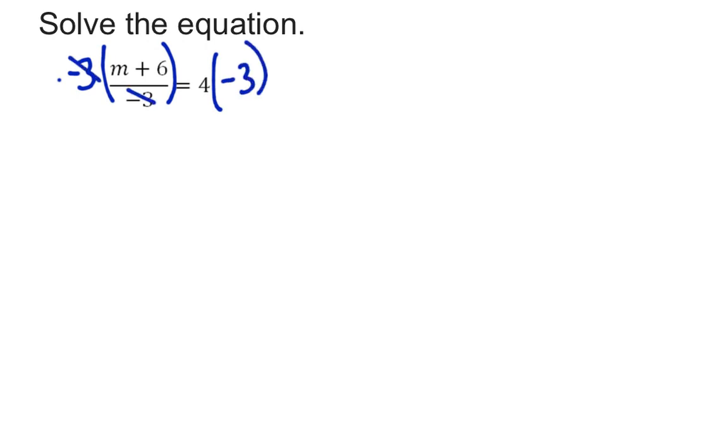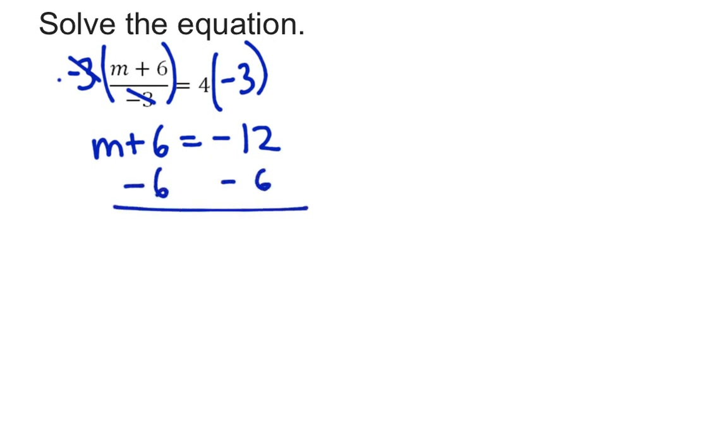This -3 reduces with that -3, leaving m plus 6 on this side, and the right side becomes -12. Now I undo the addition with subtraction, which again seems backwards, but it was all because the variable was in the group in the numerator.